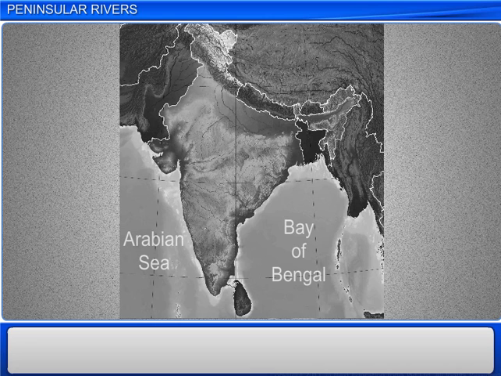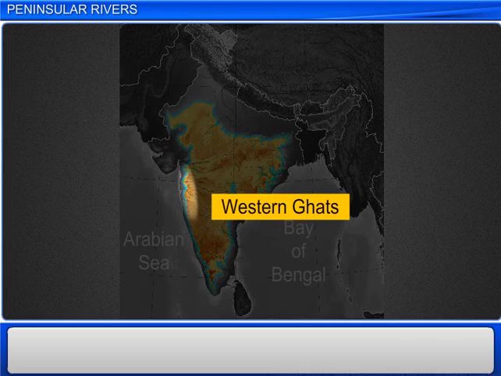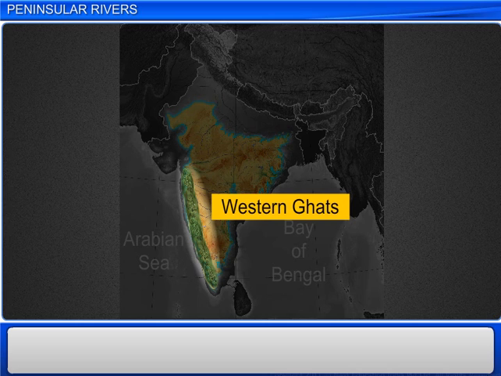Look at the peninsular terrain of India. You will notice the prominent Western Ghats that run from the north to the south, parallel to the western coast. These Western Ghats make up an important water divide in peninsular India.